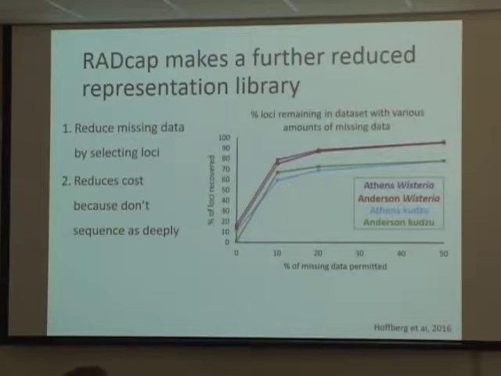Another way we can look at the amount of missing data in RADcap datasets is to look at the size of the data matrix when we allow different levels of missing data. So this is the percent of loci recovered and the percent of missing data permitted. With 0% missing data, I'm throwing away any locus that doesn't have a SNP call for any individual. At 50% missing data, I'm throwing away loci that have missing data for more than 50% of samples. So that's really a lot of missing data. And what I want you to notice is how flat these lines are from the 50 to 10 or 20% missing data. So it's only when I don't allow any missing data at all that I have this really sharp drop off here. And all of these numbers are non-zero.